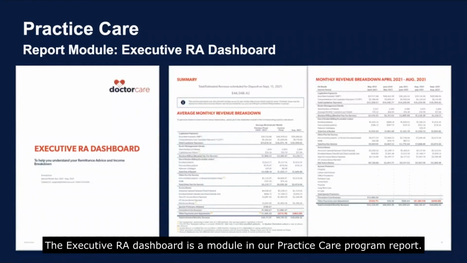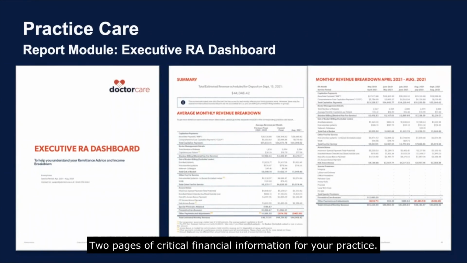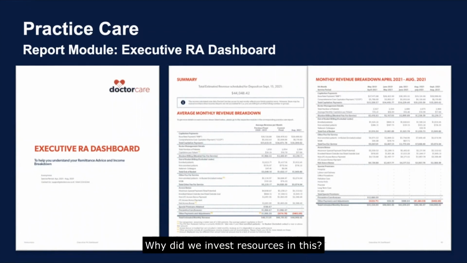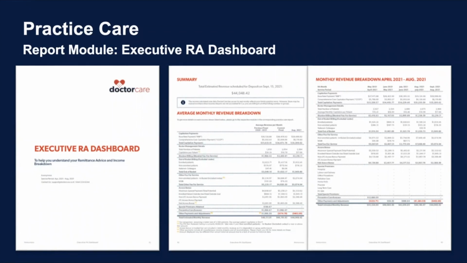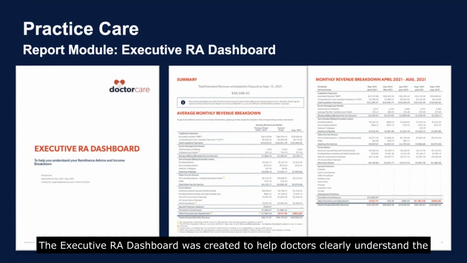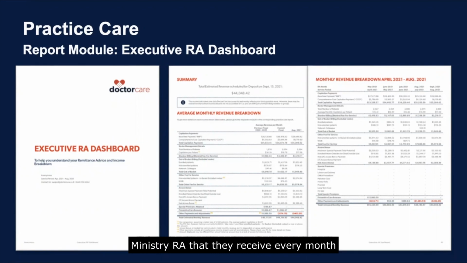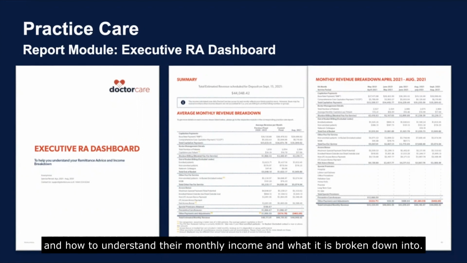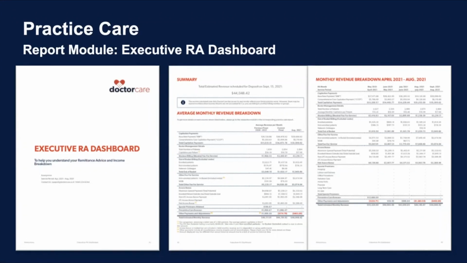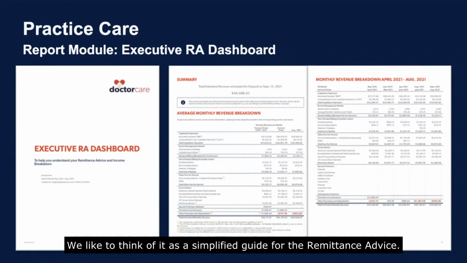The Executive RA Dashboard is a module in our PracticeCare program report. It has 2 pages of critical financial information for your practice. Why did we invest resources in this? The Executive RA Dashboard was created to help doctors clearly understand the Ministry RA that they receive every month and how to understand their monthly income and what it is broken down into. We like to think of it as a simplified guide for the remittance advice.